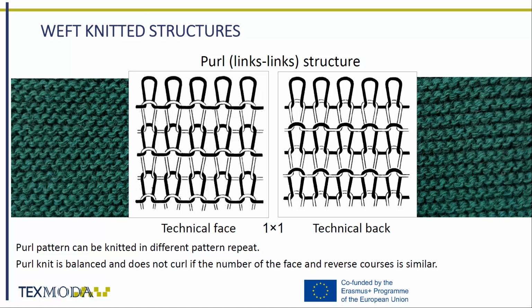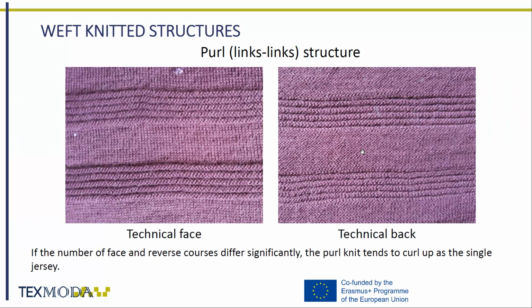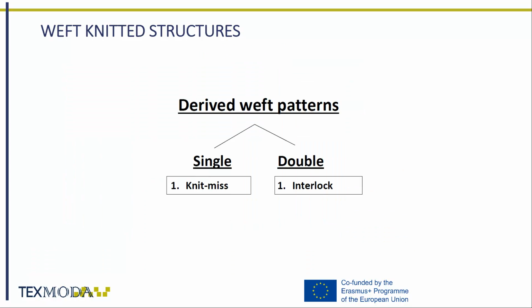For knitting of the purl structure, two needle bars of a weft knitting machine are required. The purl structure is composed of the face and traverse courses in turn and can be knitted in different pattern repeat. If the number of face and traverse courses is different, the technical face and technical backsides look also different.